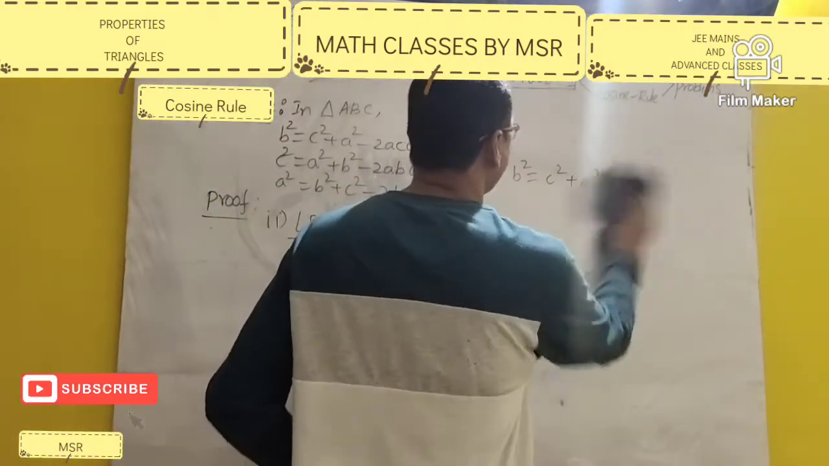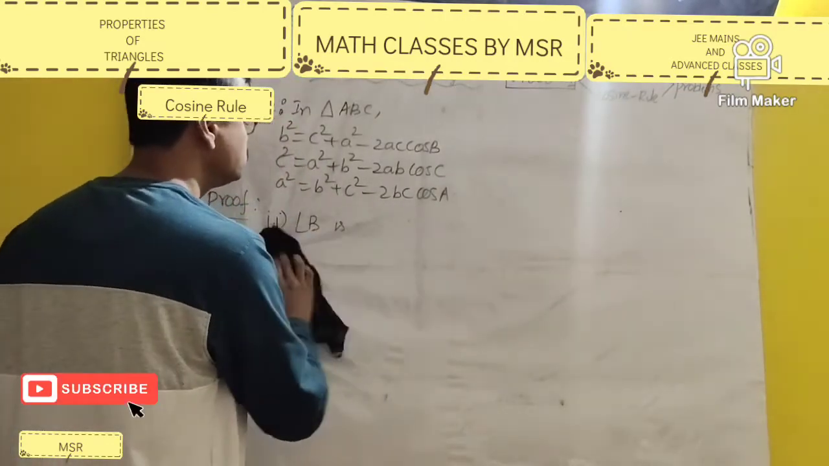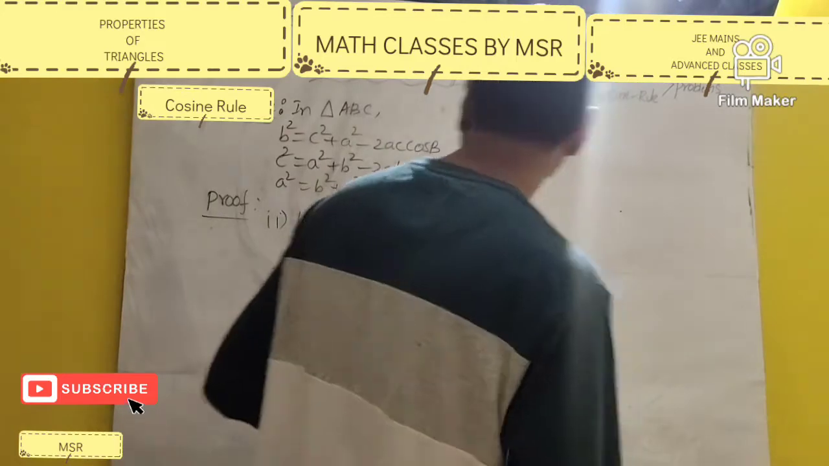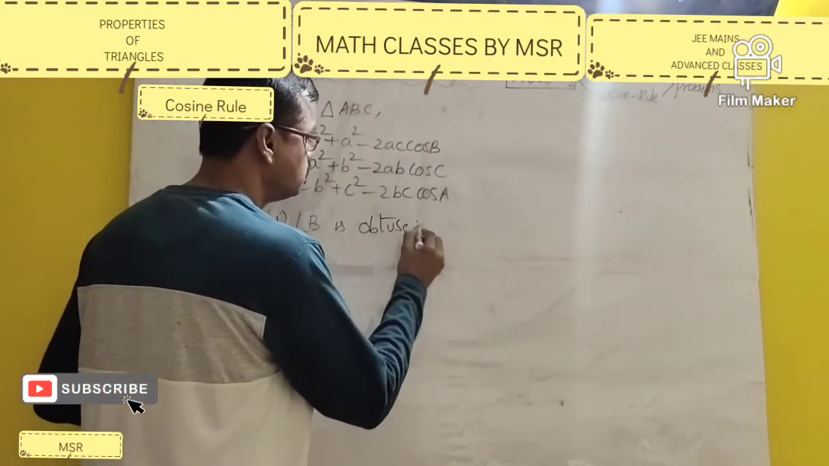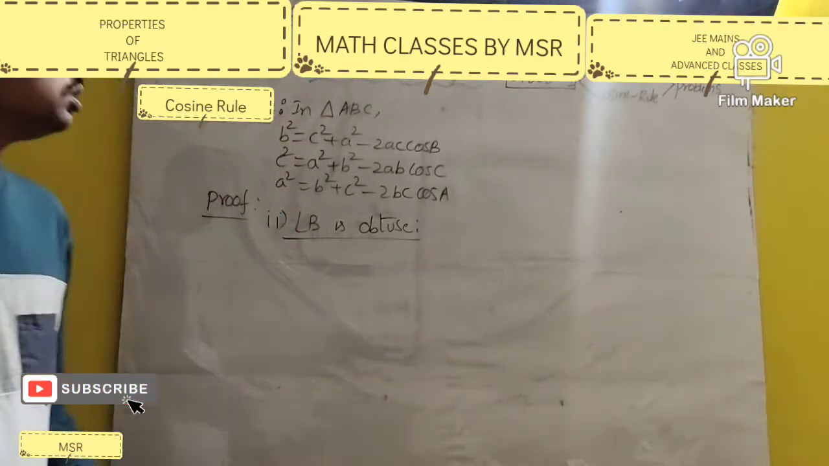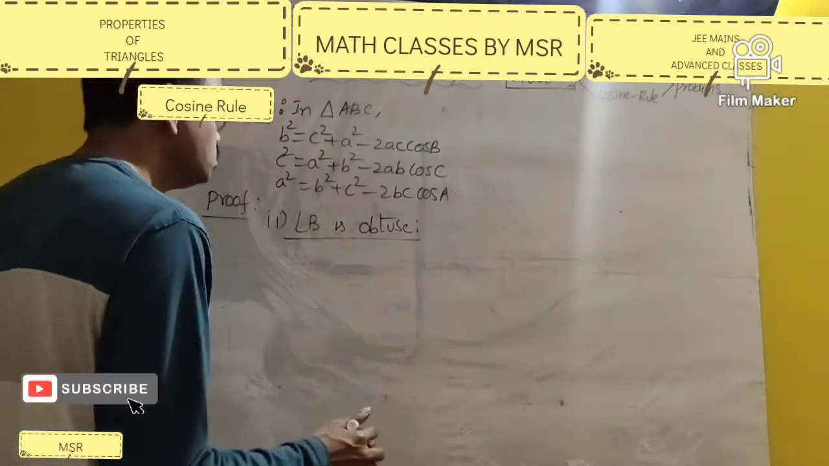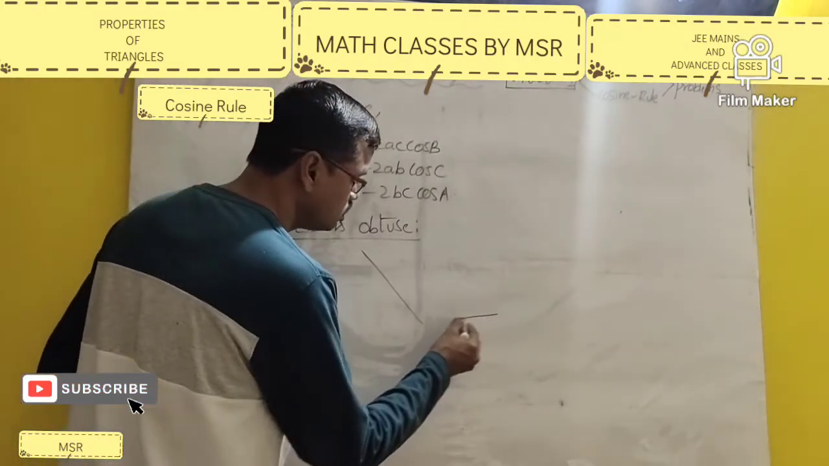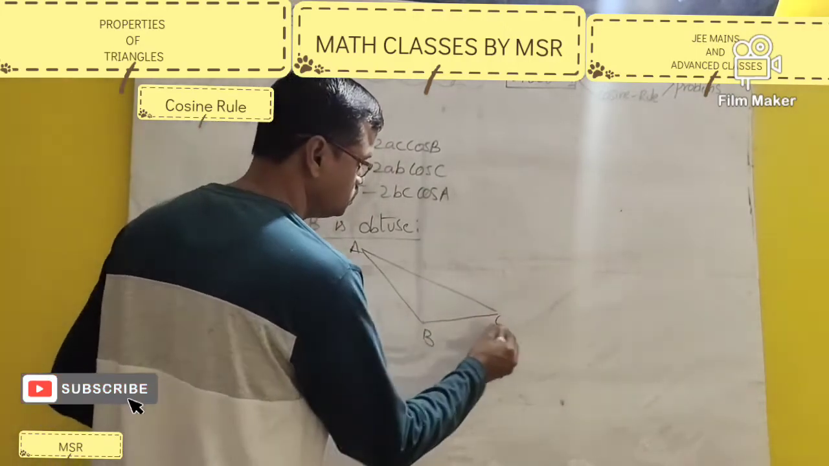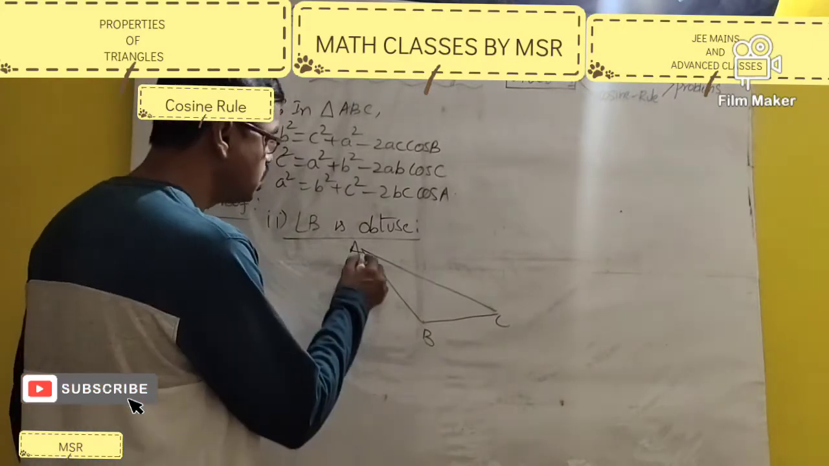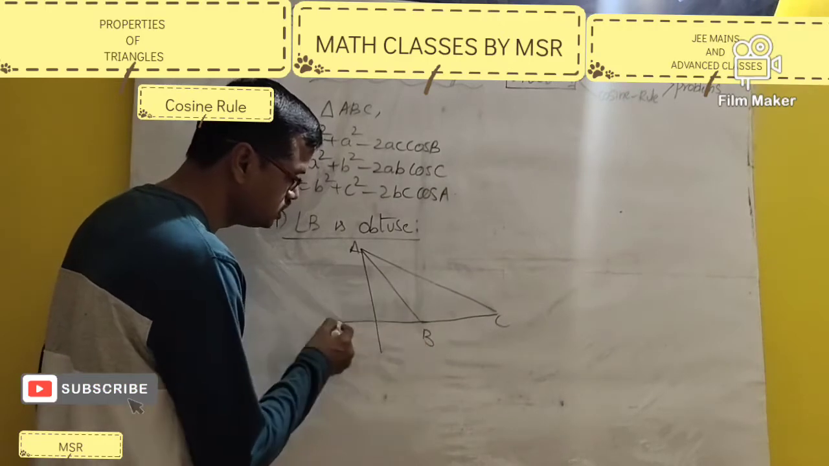Suppose angle B is obtuse. If angle B is obtuse, how to prove that b² = c² + a² − 2ac cos B? Simple. You take an obtuse triangle ABC where angle B is obtuse. Now you drop a perpendicular from A to the side BC, extending CB on this side.